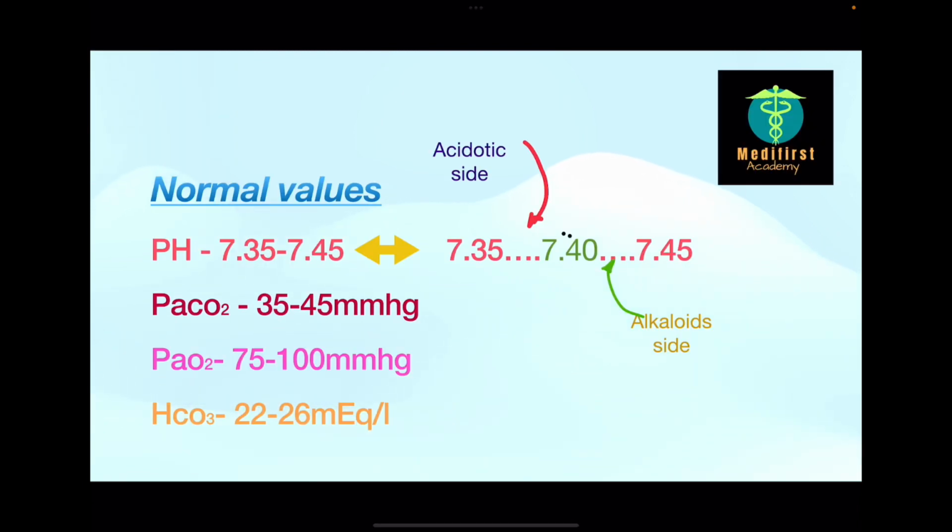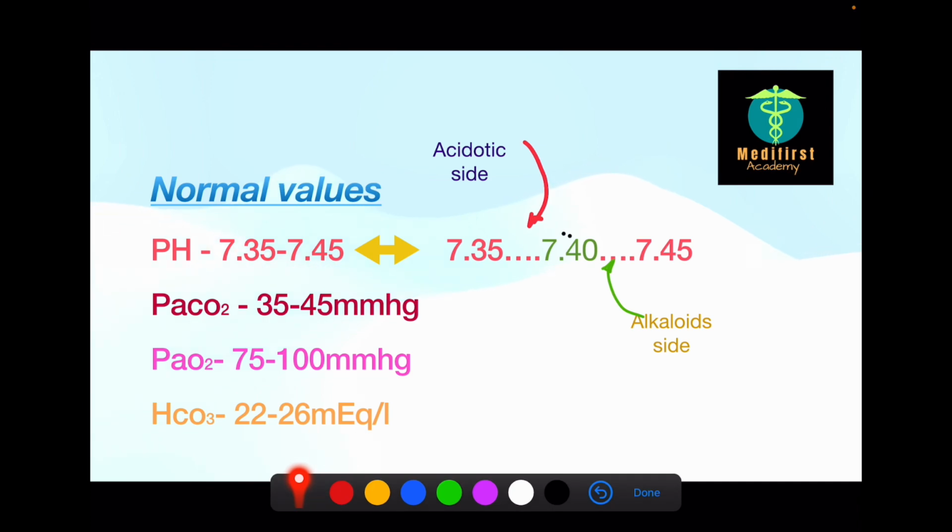Before interpreting the ABG, there are a few parameters you should know the normal values of, and then you can easily interpret. The first one is pH. We consider 7.35 to 7.45 normal. Partial pressure of carbon dioxide, 35 to 45 is normal. Partial pressure of oxygen, 75 to 100 is normal. Bicarbonate, 20 to 28 milliequivalent per liter, we consider as normal.